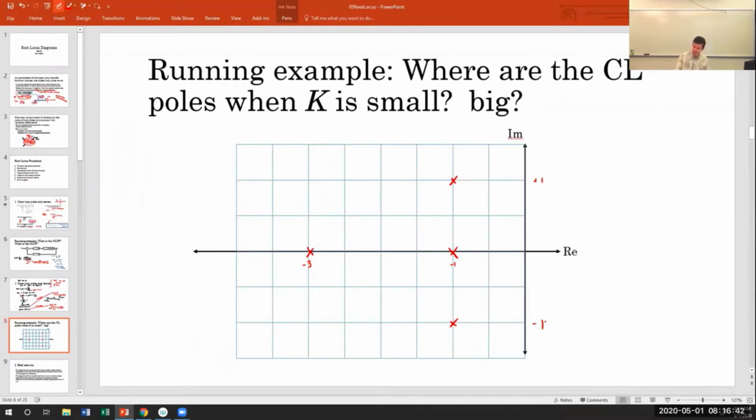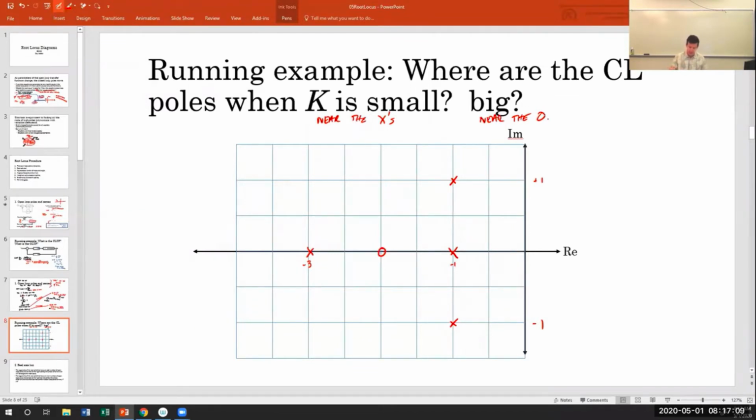So where are the closed loop poles when k is small? Near the x's. How about when k is big? Well, we said that they're going to approach the open loop zeros. So near the 0. And here we have our first kind of problem.